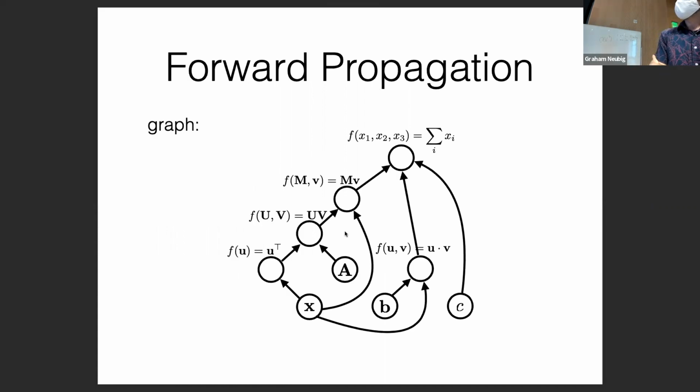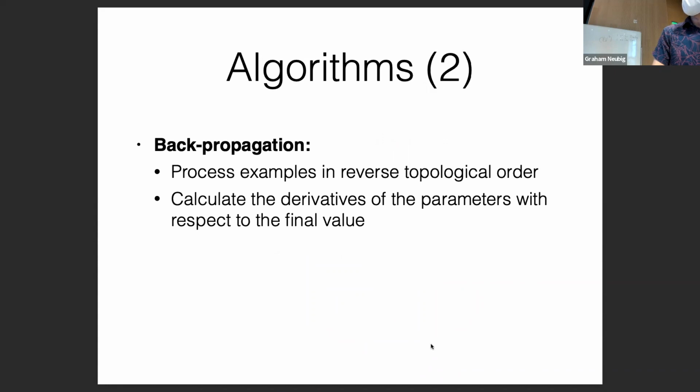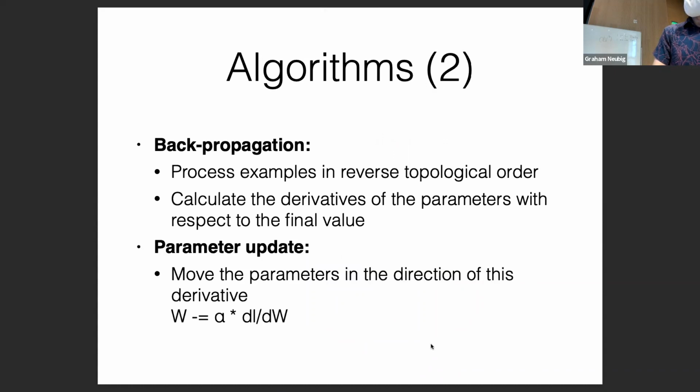So forward propagation looks like this. Basically, we have a defined computation that we would like to run. And all of the inputs we already have calculated, so that's fine. Then we have all of these nodes that could be calculated because all of their inputs already exist. And then we just step through in any arbitrary topological order until we get the outputs. So the second set of algorithms that we can apply are back propagation, which processes the examples in reverse topological order, calculating the derivatives, and parameter update, which moves parameters in the directions of this derivative.